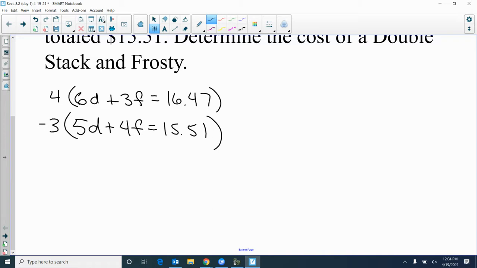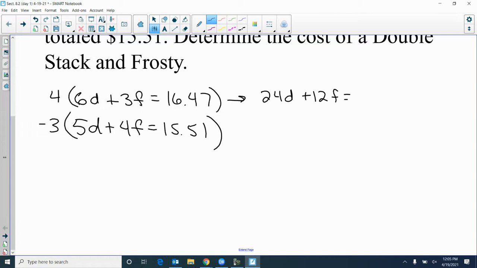Now, I'm sure some of you looked and said, I'm going to multiply the top one by 5 and the bottom one by 6. That'll work as well. So if you started down that path, that's fine. I'm going to use Ian's path here. I might need a little bit of help. 24D plus 12F equals, what is that going to be?